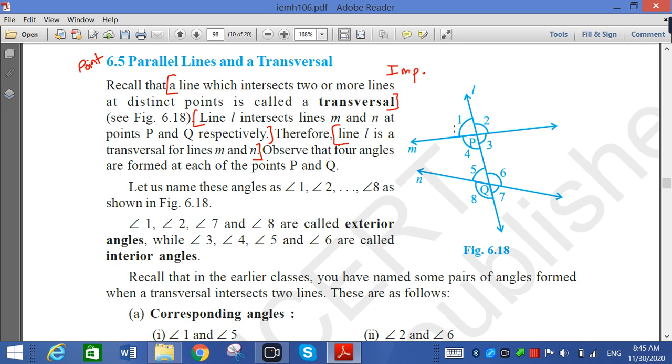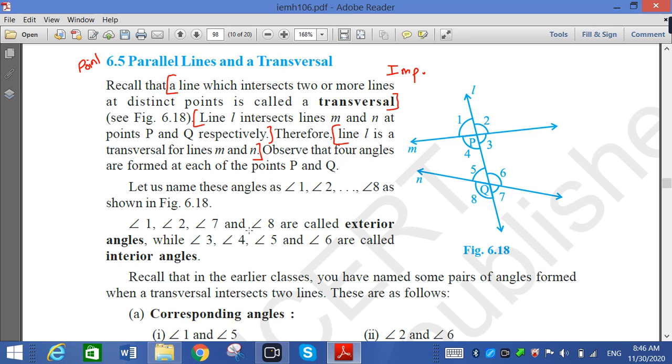If you see the figure, here angle 1, angle 2, angle 3, angle 4. Here it is point P and here it is point Q. So 1, 2, 3 and 4 angles. Observe the 4 angles formed at each of the points P and Q. Name them: I put 1, 2, 3, 4, 5, 6, 7 and 8. So it will be named like that. Now we have to name them.